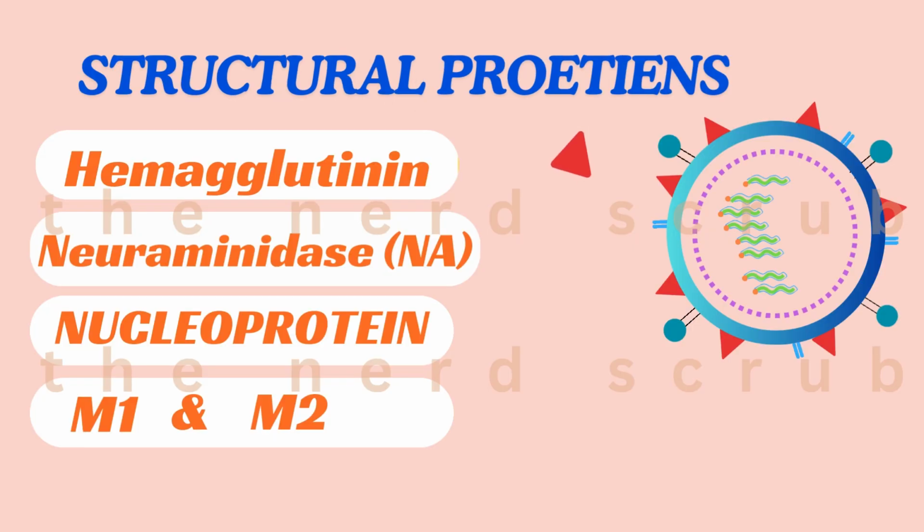That is hemagglutinin, that is critical for binding to the host cell receptors and entry. NA is essential for the release of new virions from the infected cells. Nucleoproteins encapsulate the RNA genome. Matrix proteins M1 and M2 provide the structural integrity and facilitate viral assembly and release.